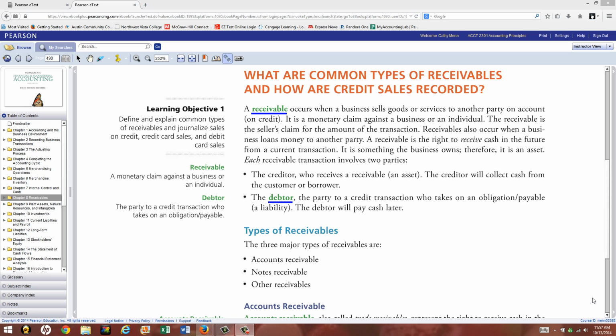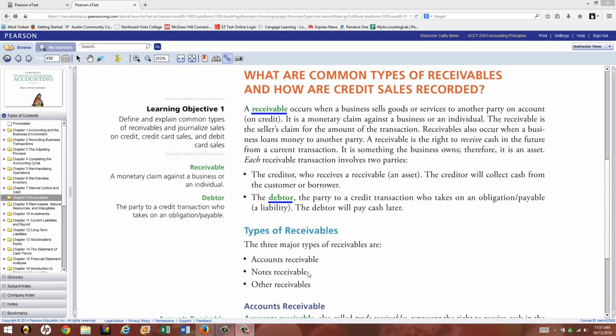Now, we have two receivables that we're going to be looking at or dealing with. The first one, accounts receivable, we've been dealing with for all of the previous chapters. That's when somebody owes us money, they've charged it. It's usually a very short-term time frame for those folks. They usually have about 30 days to pay us what they owe us.